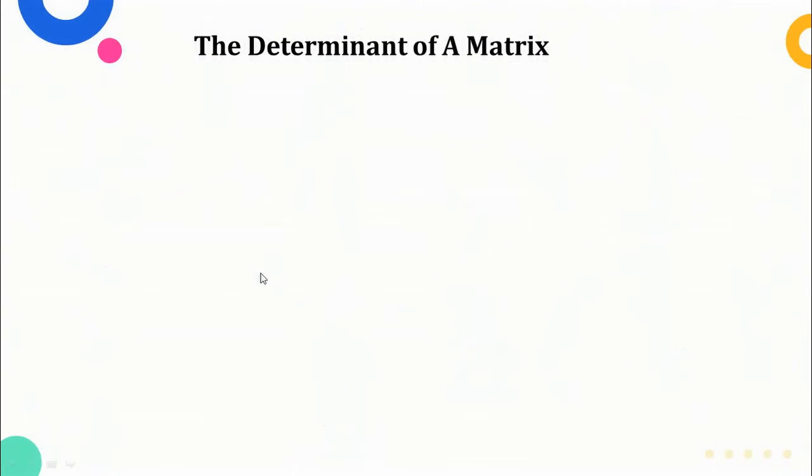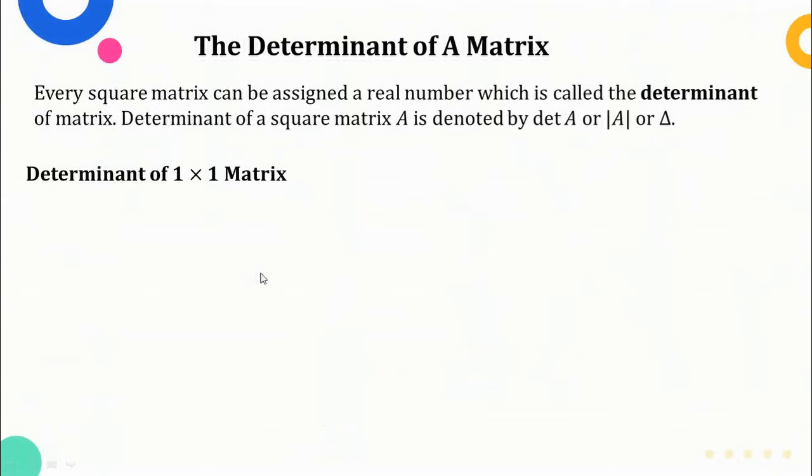The determinant of a matrix. Every square matrix can be assigned a real number, which is called the determinant of the matrix. The determinant of a square matrix is denoted by det A, or |A|, or a triangle. The determinant is divided into three cases: the first is a 1 by 1 matrix, the second is a 2 by 2 matrix, and the last is a 3 by 3 matrix.